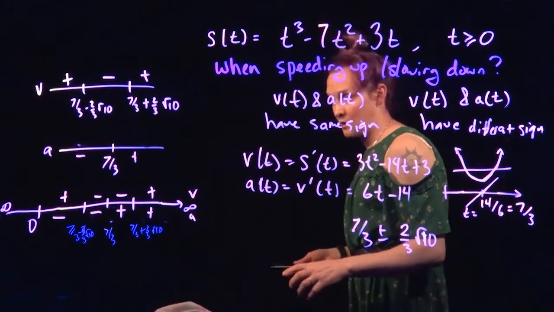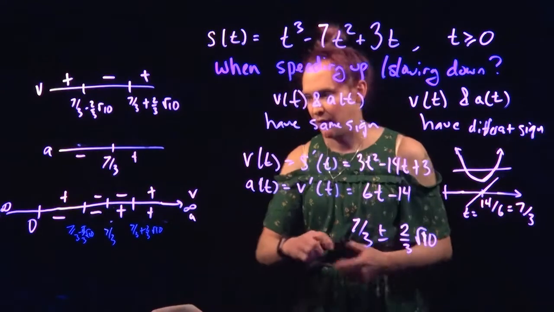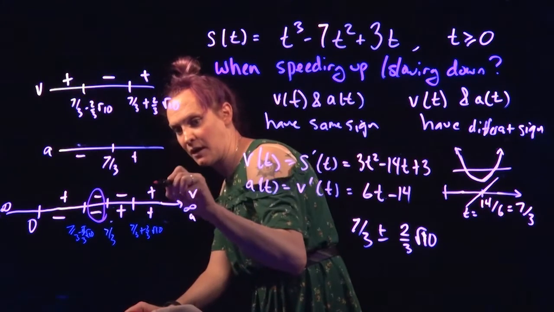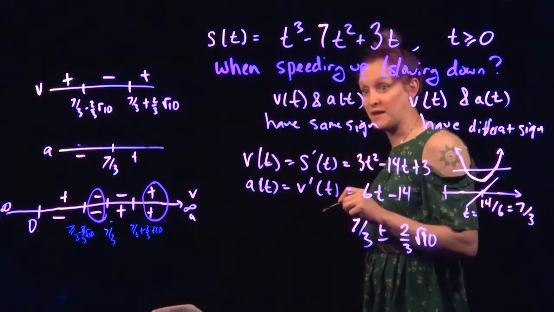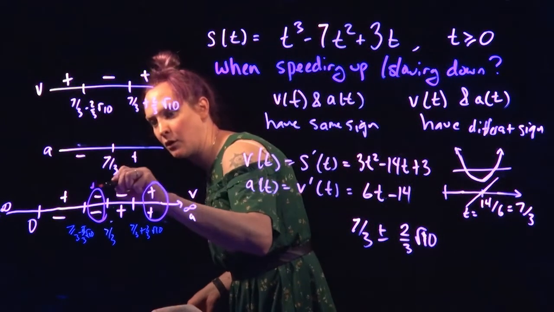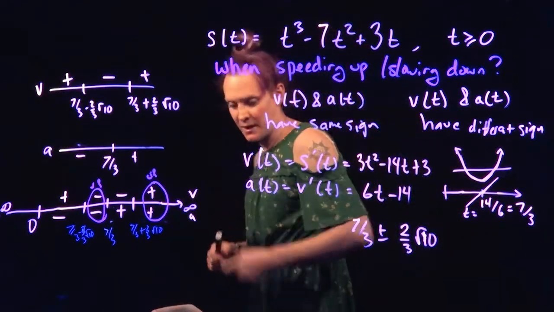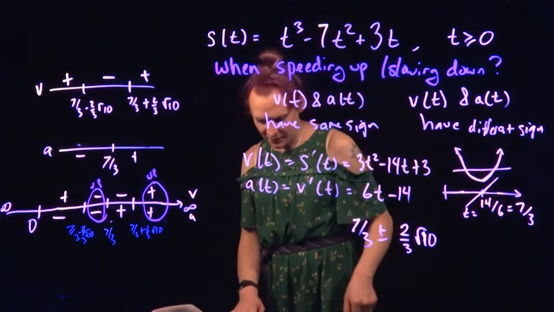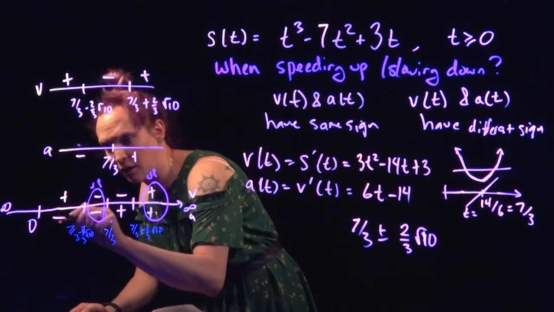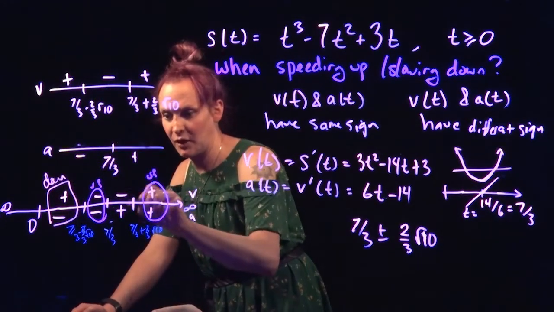So I can tell just by looking at the signs of velocity and acceleration that the particle is speeding up right here and it's speeding up right here, because the signs match at those two places. And then it's slowing down at the other two intervals, because they're of opposite sign.